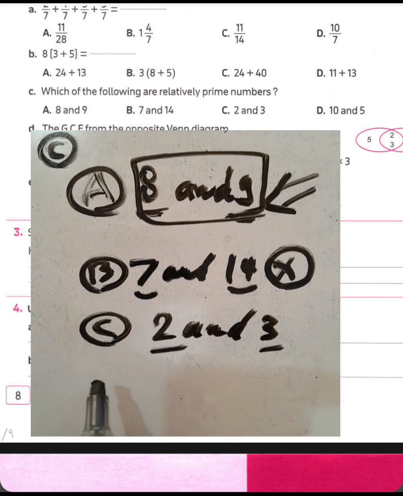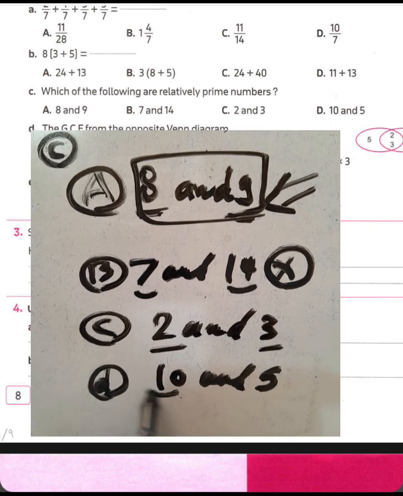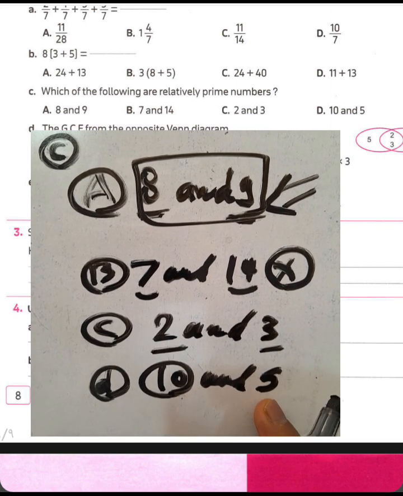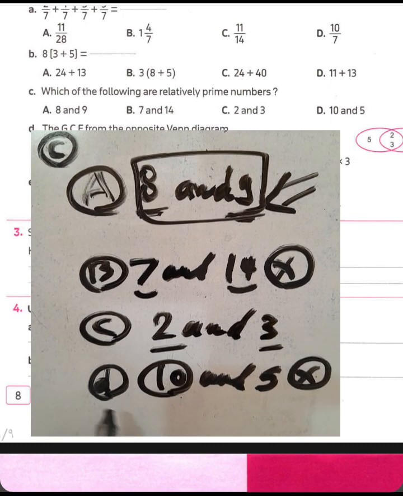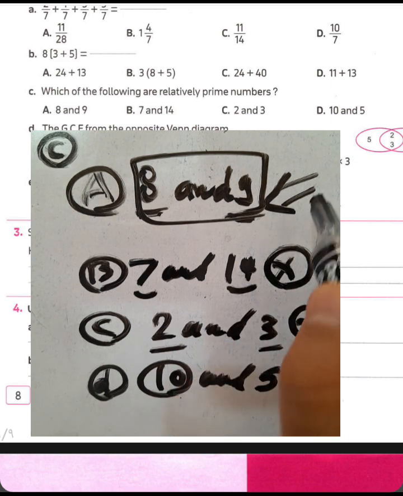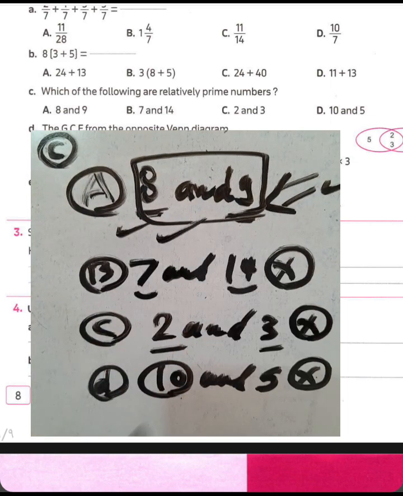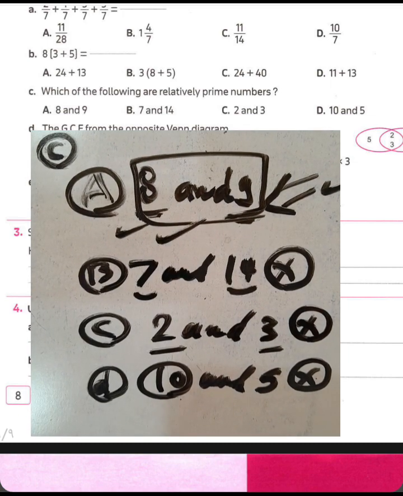And what about letter D? 10 and 5. 10 can be divided by 5. Don't choose letter D, and don't choose letter C or letter B. You must choose letter E. The correct answer is letter E. 8 and 9 are relatively prime numbers.